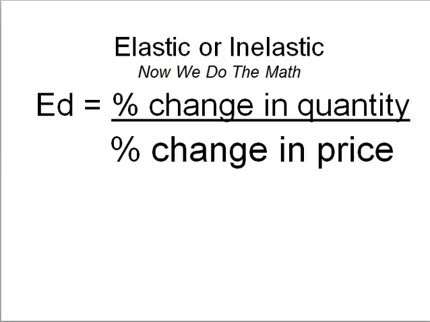Alright, elasticity. Now we're going to do the math. If the theory fails, if we're not sure, and you actually have some data to look at to determine if the product, the good, is elastic or inelastic, now we're going to get into the mathematical side. Really use numbers, crunch some numbers, and find out if it's elastic or inelastic. ED represents elasticity of demand, equals the change in the quantity over the change in the price.